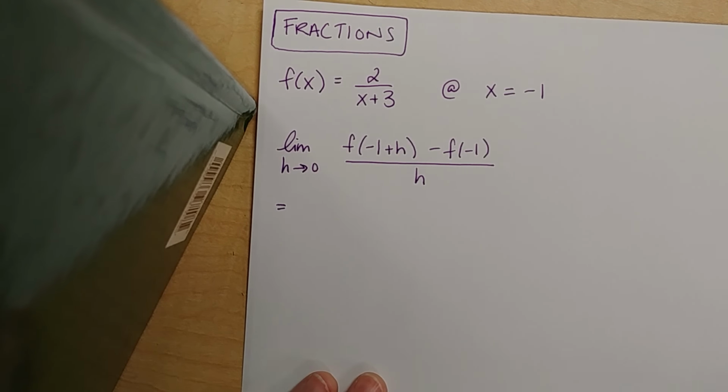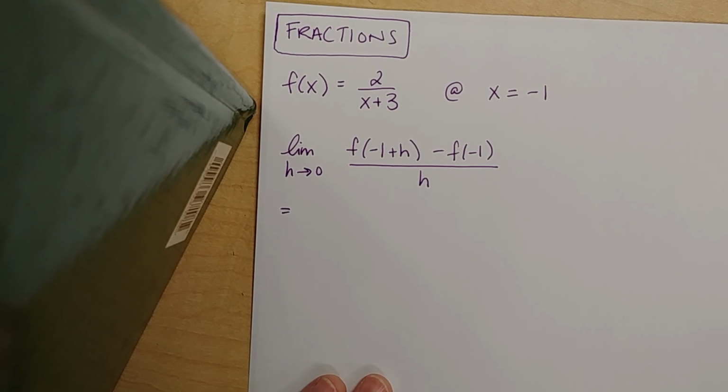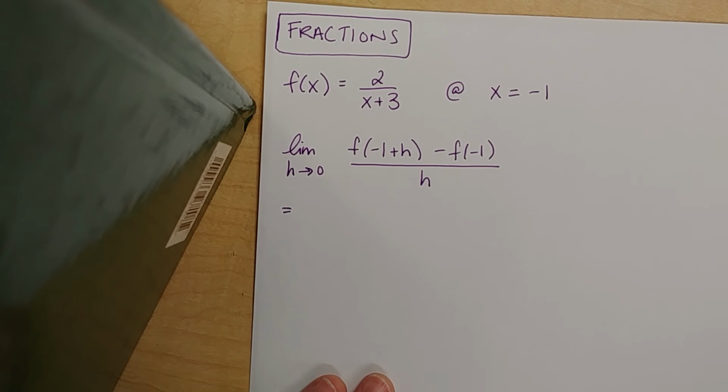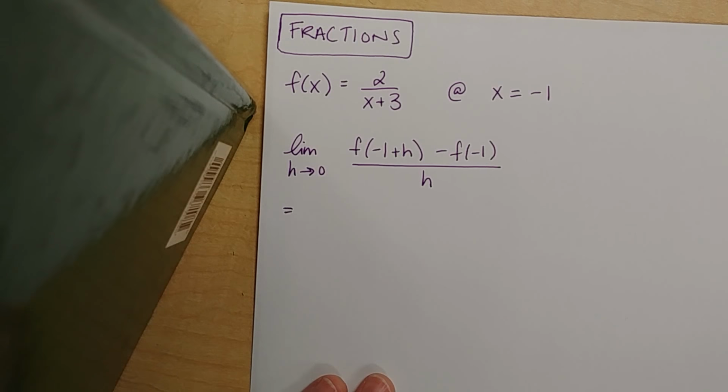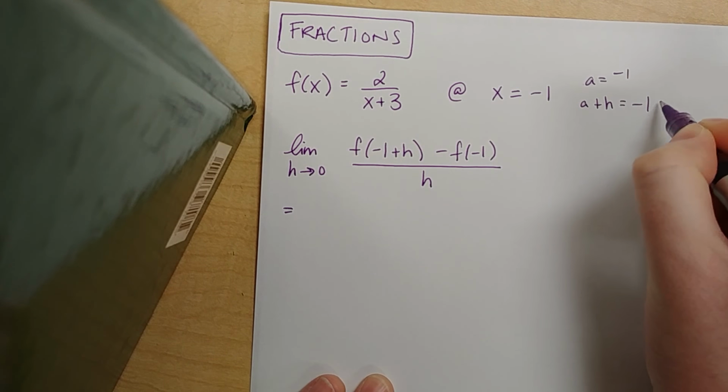Okay, so what do we do when we have a function that is some kind of rational function, that is a fraction, that is a reciprocal of some kind? Well, we are going to use basically what we know about fractions from when we start learning them to simplify and evaluate the limits at these values. So this function I have here is 2 over x plus 3. I picked a value on the function at x equals -1, so that's going to be my a value in this case. That makes a plus h -1 plus h.